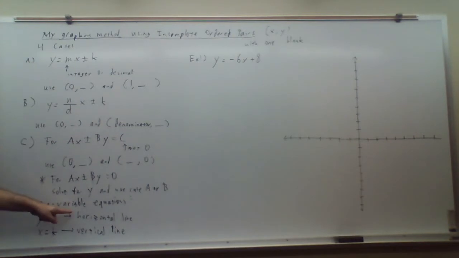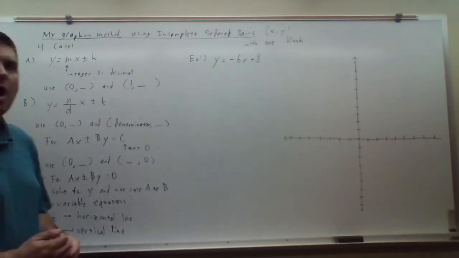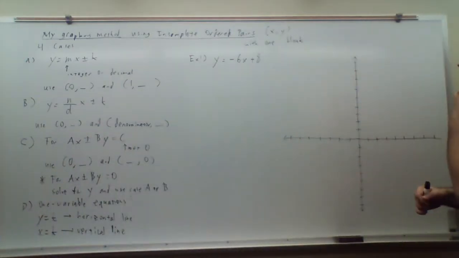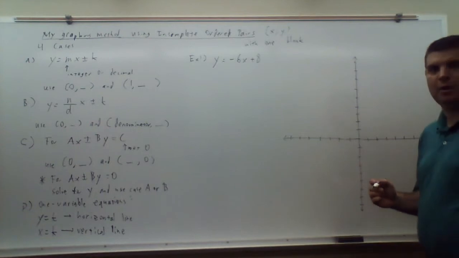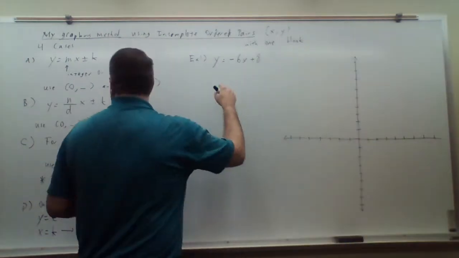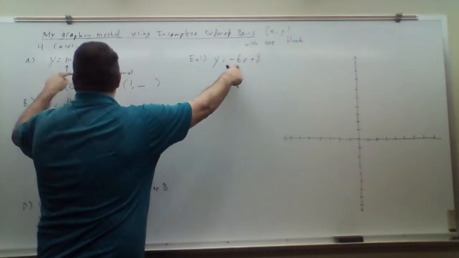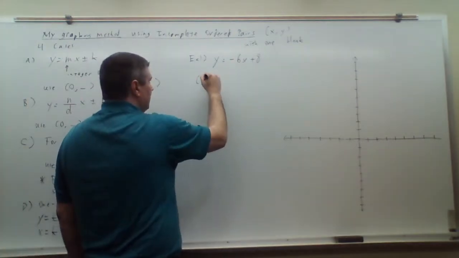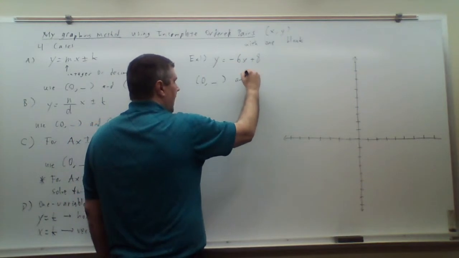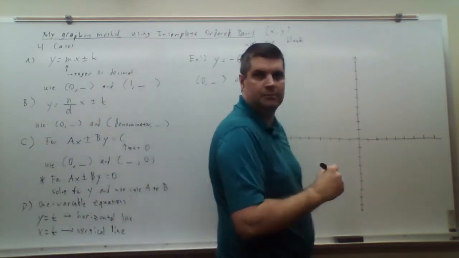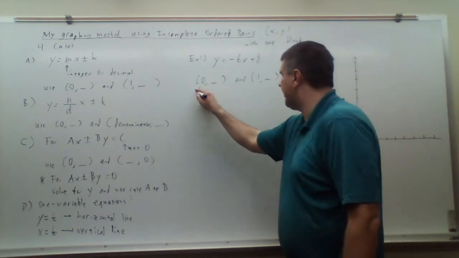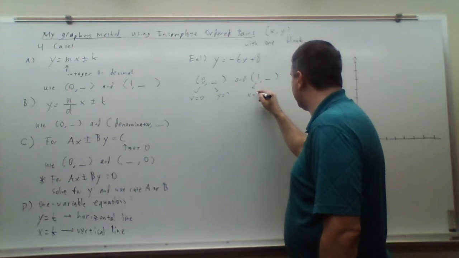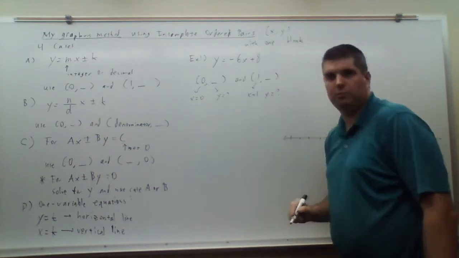And then one variable equations, you're either going to get a vertical or horizontal line. I will show examples of each. So I'll start with example 1, y equals negative 6x plus 8. Well, that's an integer, so I'll use this one. So I have 0 blank and 1 blank. This means x equals 0, y equals we don't know. This means x equals 1, y equals we don't know.